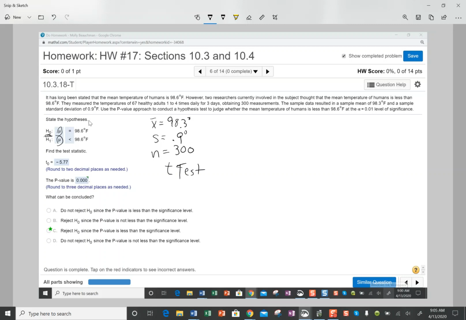So our mean that we're testing against is the null hypothesis. We're testing against a mean equal to 98.6. Our alternative is, we want to know, is it less than that? So when we write down the information from the problem, we'll need the sample mean, the sample standard deviation, and the sample size. And what we're going to run, because it's a mean, all tests or confidence intervals about a mean are t-tests.